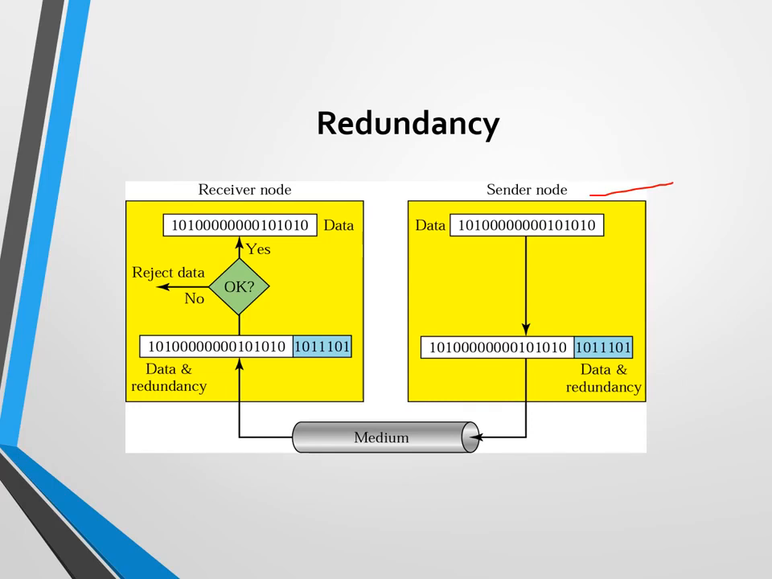So this is what is happening here. This is the sender's data. Here we have added some redundant bits. Then the data travels through the medium, and after that the same data that went from here will be received, and then it will be checked whether the data is okay. If it is okay, we will separate the redundant bits from the data; otherwise we will reject the data.